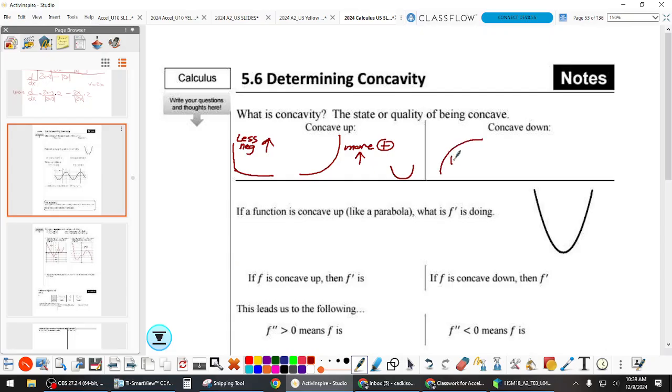And then concave down is the opposite. So this is getting less positive, so that's decreasing. And then, what's the other one? This way, more negative. So that's also decreasing. So a parabola with a negative a value is a good description. Okay?